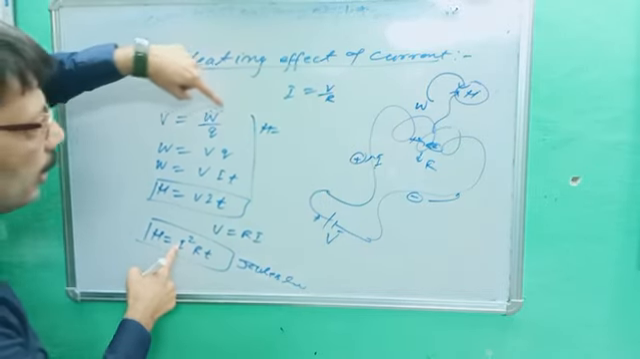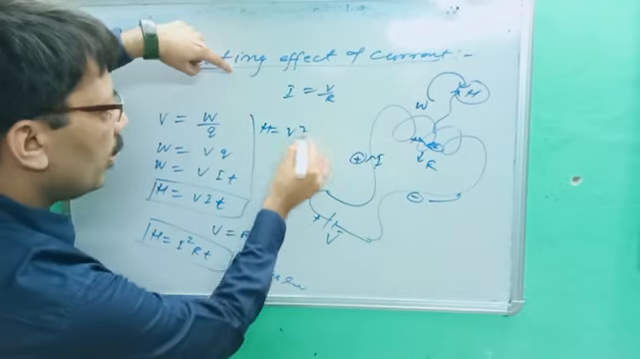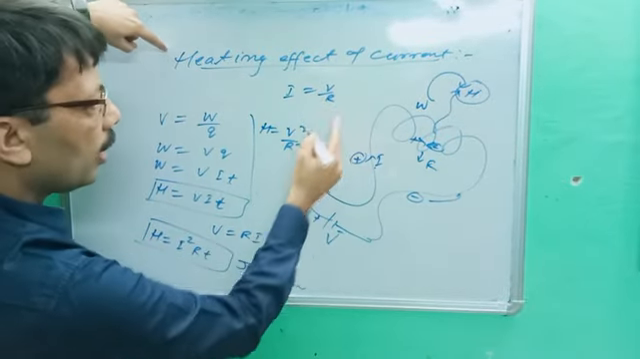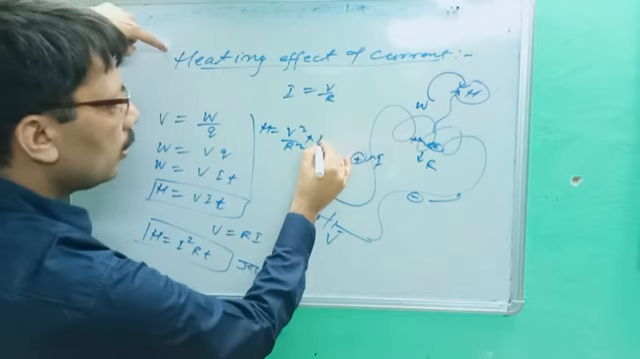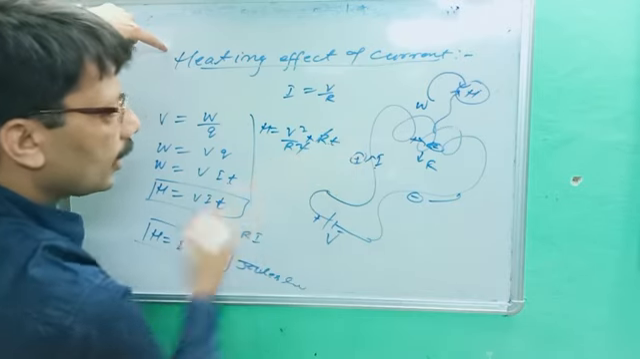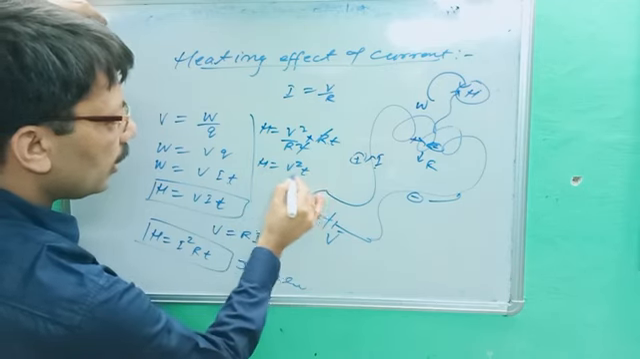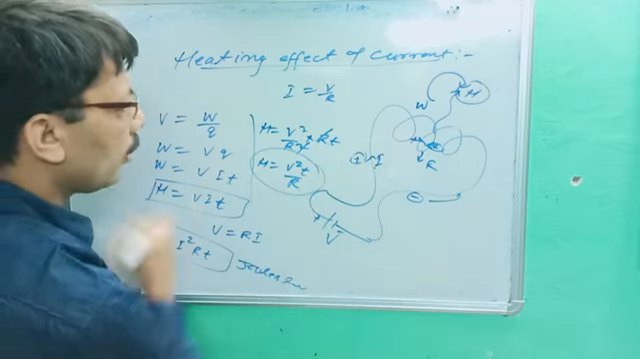In the place of I, if we put V square upon R square, since I square is given, it becomes V square upon R square into RT. R and R cancel out. Again one formula is there: H is equal to V square T upon R. This is formula number third.